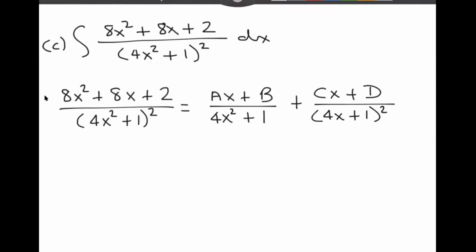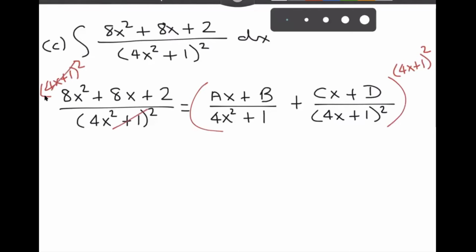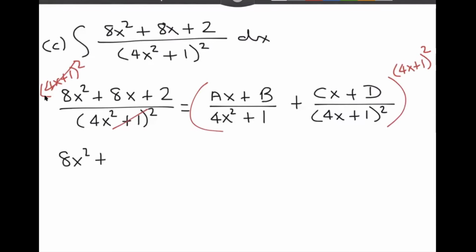Unfortunately, my shortcut method does not really help with this situation. However, I am going to start the same way as always. I'm going to clear the fractions. So let's multiply both sides by (4x² + 1)². On the right-hand side, those just cancel and leave me 8x² + 8x + 2. Then I'm going to distribute.